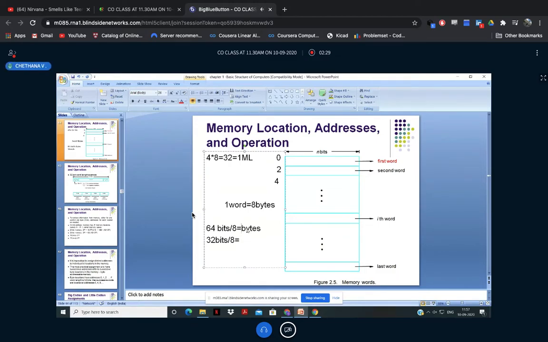This is 8 bytes. This is 4 bytes. Okay, I think you are able to understand, right? This is the 4 bytes. So 64 bits means divided by 8, 8 into 64, 8 bytes. So 32 bits means divided by 8, that is equal to 4 bytes.